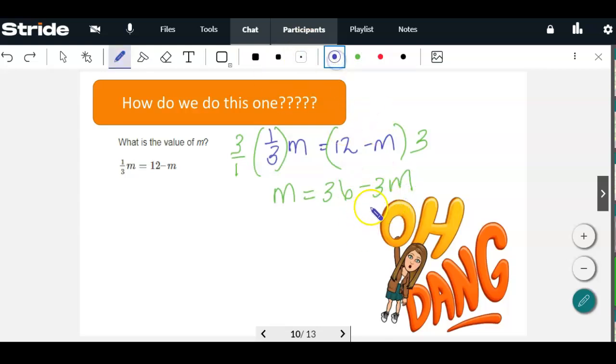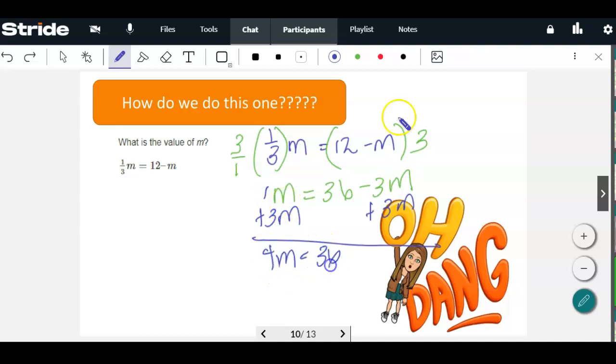Now I'm going to add 3m to both sides, and I want to keep those positive. This is like having 1 there, so 1 plus 3 is 4, and then we have 36. And then divide by 4, m is equal to 9.